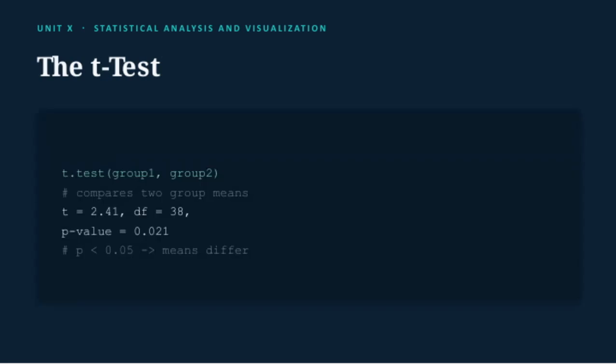Now let's look at the t-test, a fundamental tool for comparing 2 group means. Here, we see the test statistic, t, which is 2.41 with 38 degrees of freedom. The p-value is 0.021, which is less than 0.05. That tells us the difference between the groups is statistically significant. In other words, the means really do differ. This test helps us decide if what we're seeing is likely due to chance, or if there's a meaningful effect at play.